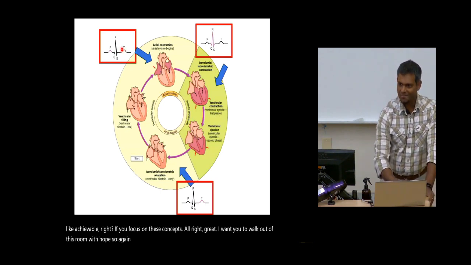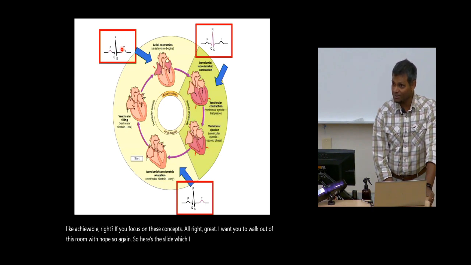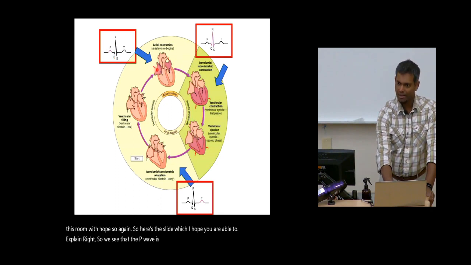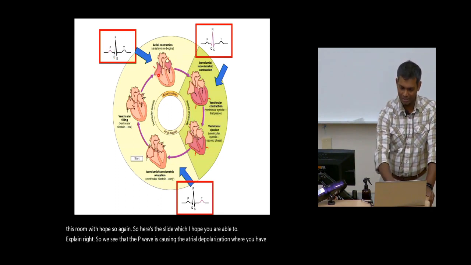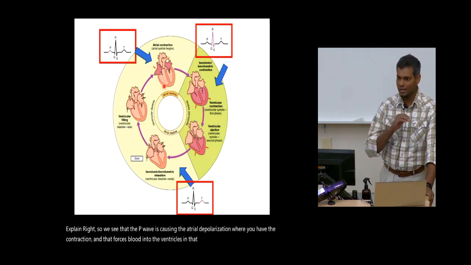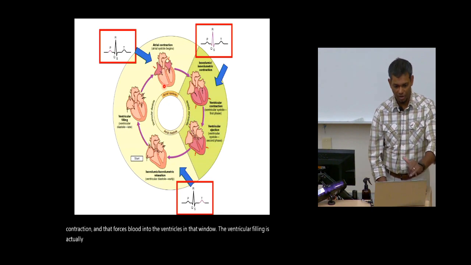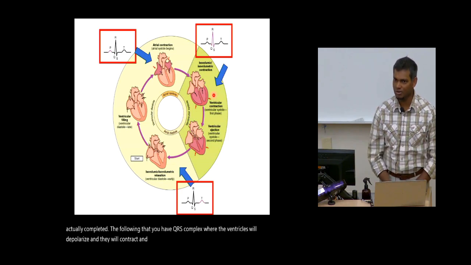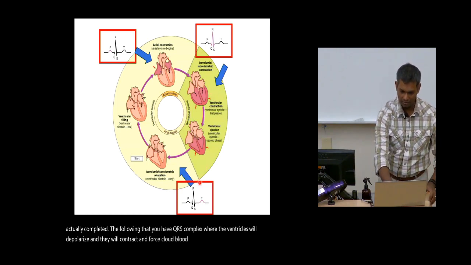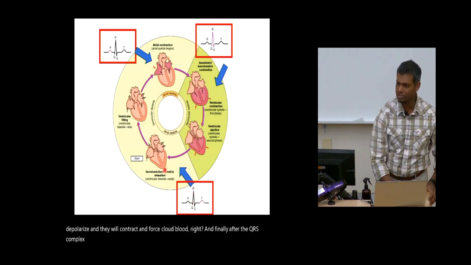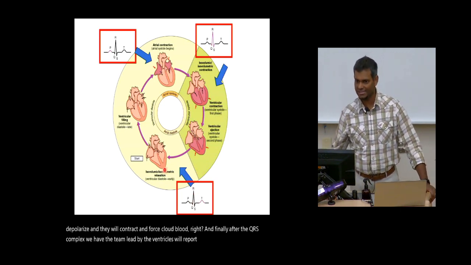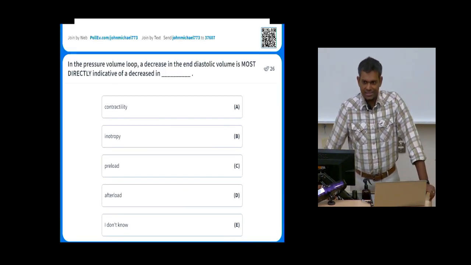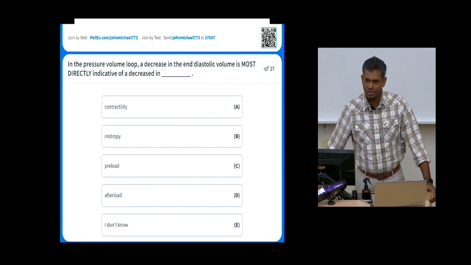So again, here's the slide which I hope you are able to explain, right? So we see that the P wave is causing the atrial depolarization, where you have the contraction and that forces blood into the ventricles, and that's when the ventricular filling is actually completed. And following that, you have the QRS complex, where the ventricles will depolarize and then they will contract and force out blood, right? And finally, after the QRS complex, we have the T wave, where the ventricles will repolarize and relax.